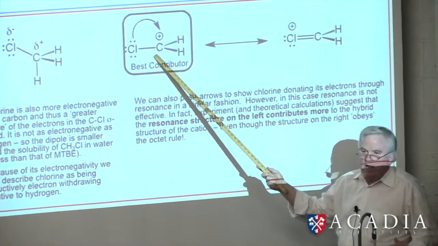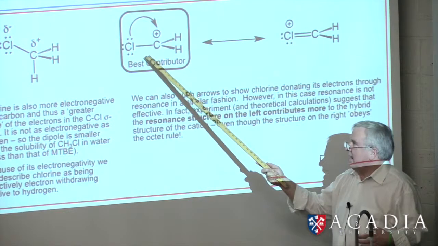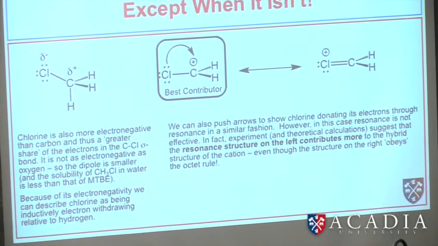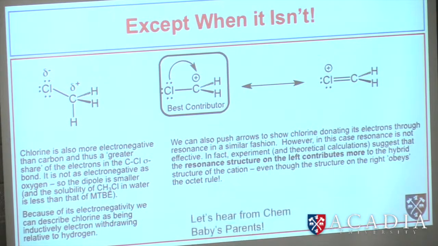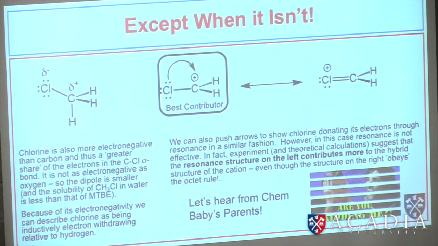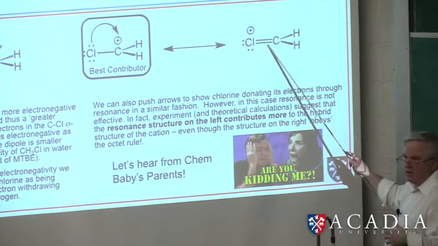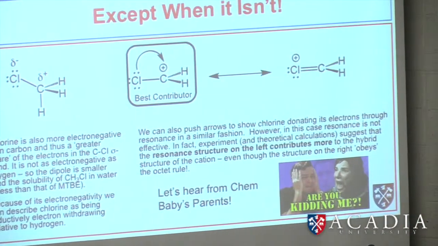But as it turns out, when you do calculations and you do measurements for this particular cation, this is actually a better resonance contributor than the one on the right, which doesn't make sense when we did that last analysis with the oxygen. With the oxygen, we said this was the better contributor. So what's going on here now? What's going on, and why is this the case?